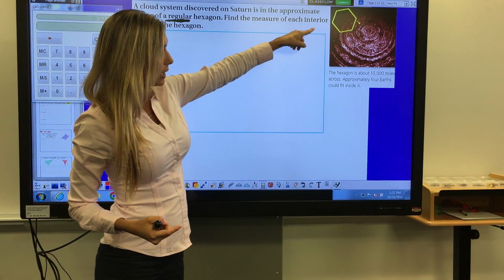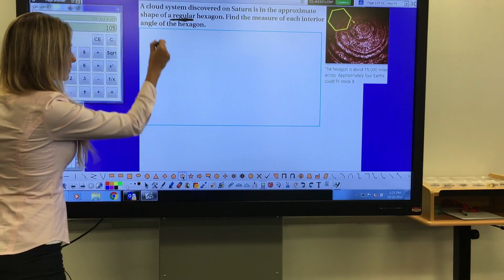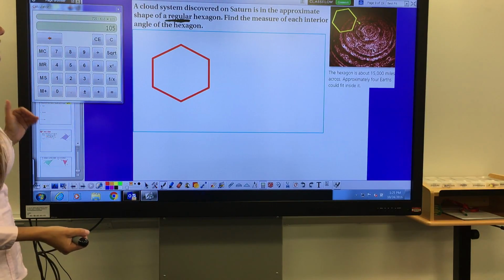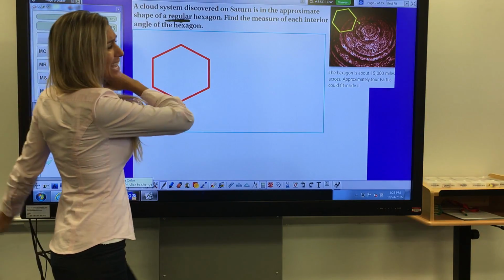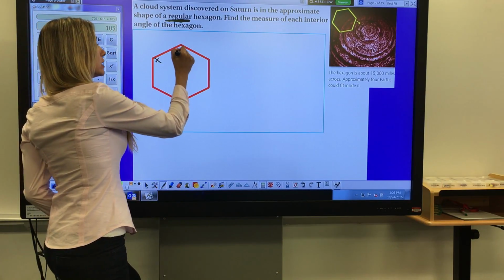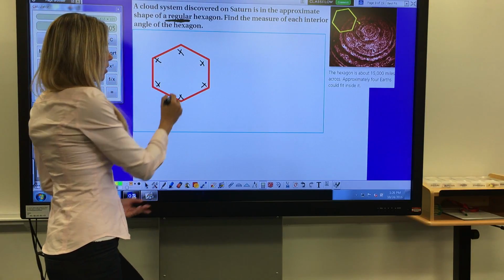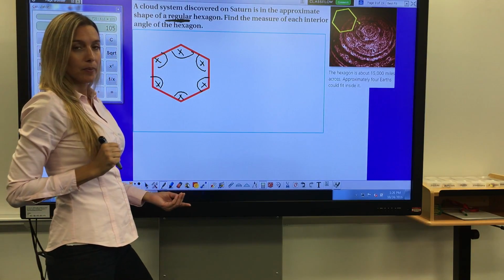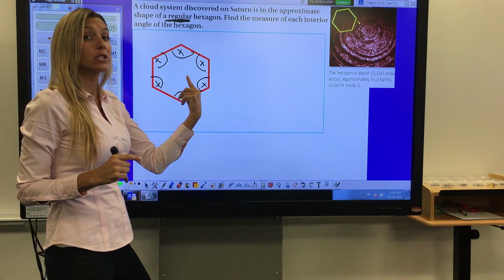Let's look in here, right? They've given me a hexagon. And the question is, find the measure of each interior angle of the hexagon. Well, right now, they're not giving me any number at all. But what I know is that each angle in here is the same angle. So I'm gonna name it X. All of these angles, right, measure the same. So if I add them up, I'm supposed to get a certain amount of degrees.